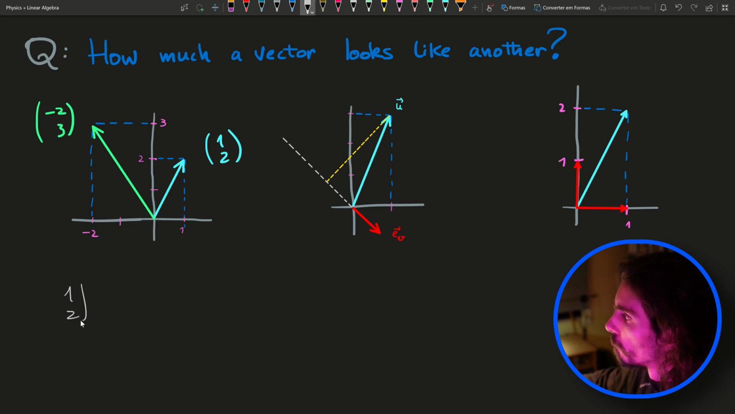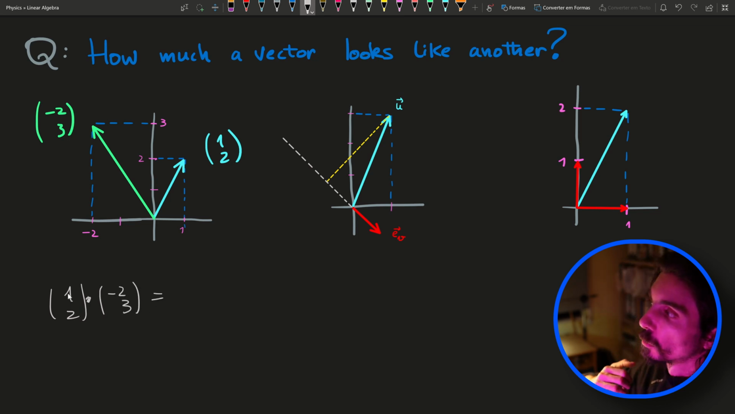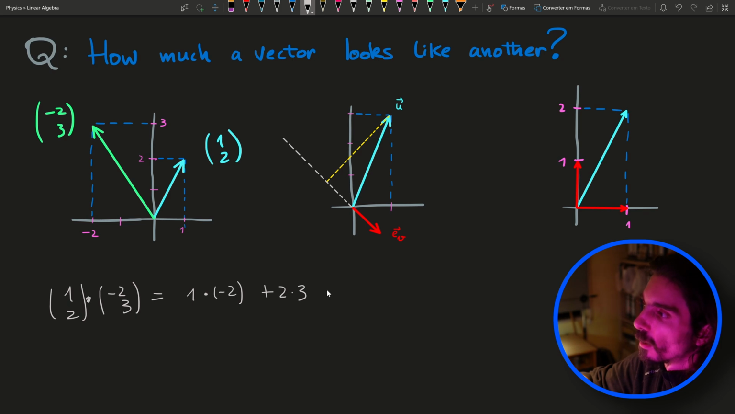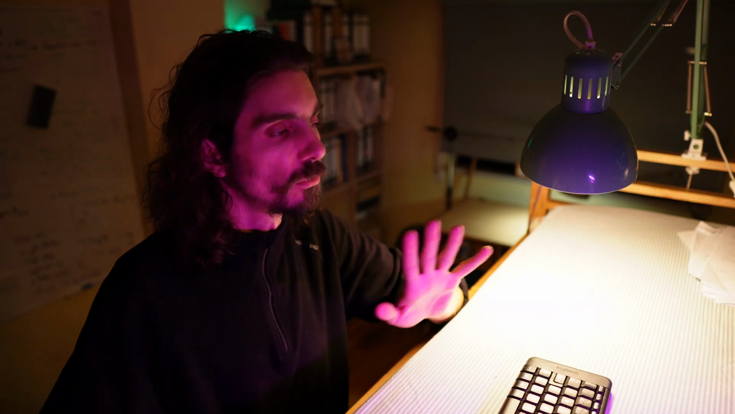So (1, 2) inner with (-2, 3). Well, you just multiply the entries. It gives us 1 times -2 plus 2 times 3. So this is just a number. You get here a -2, you get here a 6, so you get 4. Very easy.